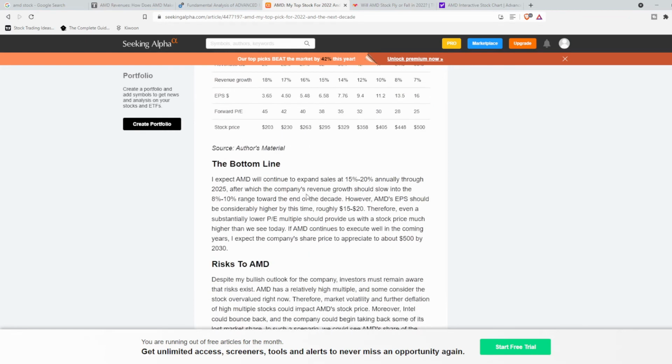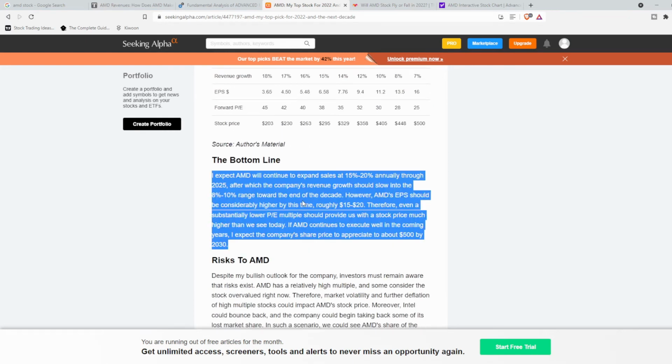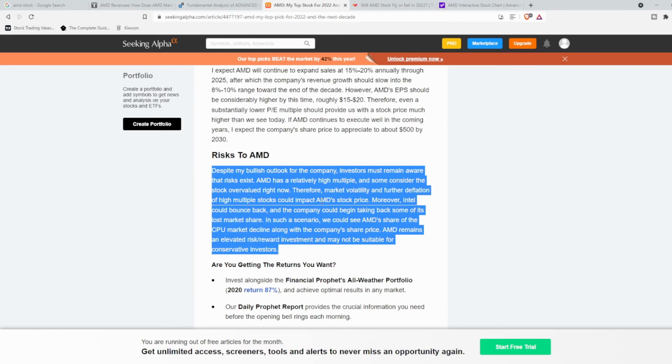And to wrap it up, basically what Victor says is that he expects that AMD will continue to expand sales at 15 to 20% annually through 2025. But AMD is trading above their fundamentals. AMD remains an elevated risk/reward investment and may not be suitable for conservative investors.